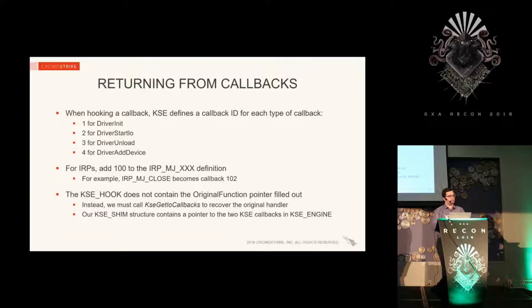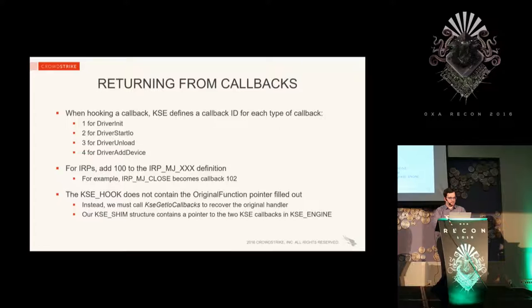So what you do is you add 100 to that number. So if you ask for 102, then you get IRP_MJ_CLOSE. If you ask for 100, then you get IRP_MJ_CREATE. So 1 through 4 are those hard-coded ones, and then 100 plus the IRP identifier are the IRP handlers.